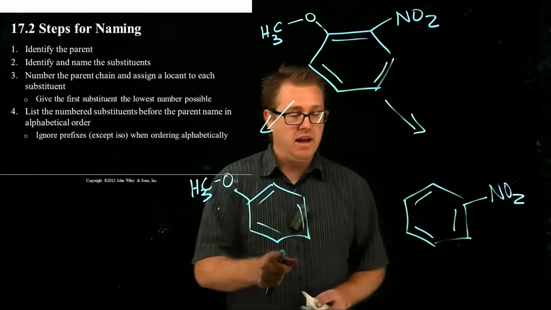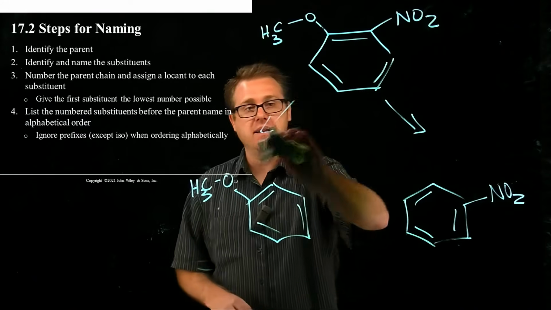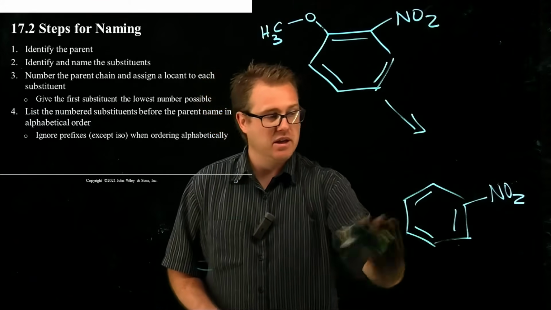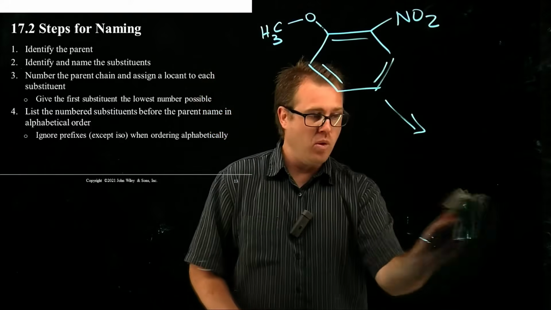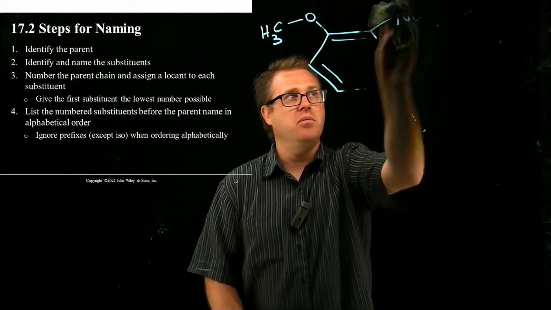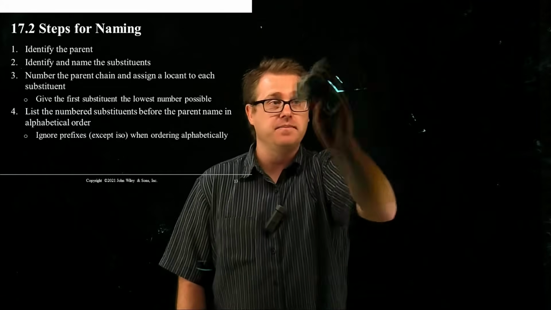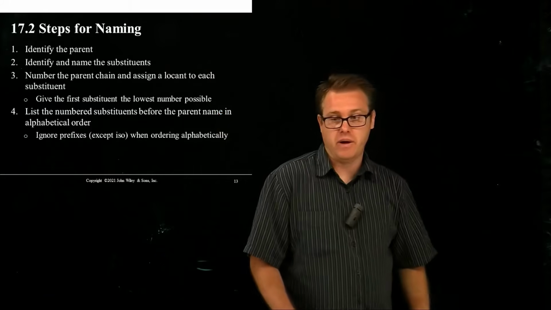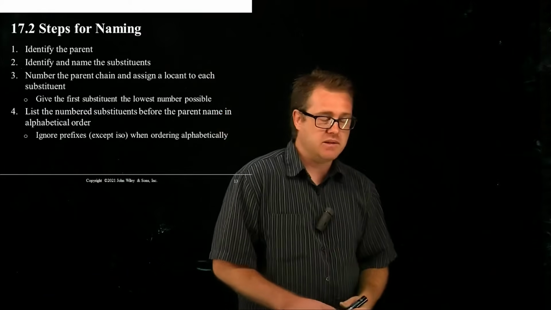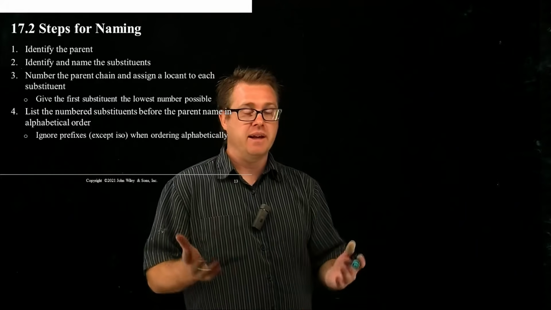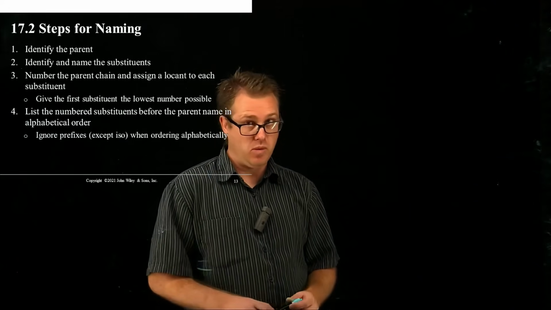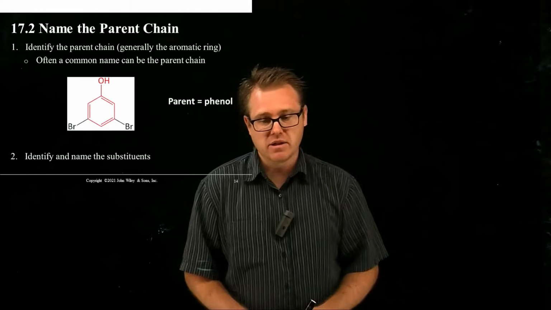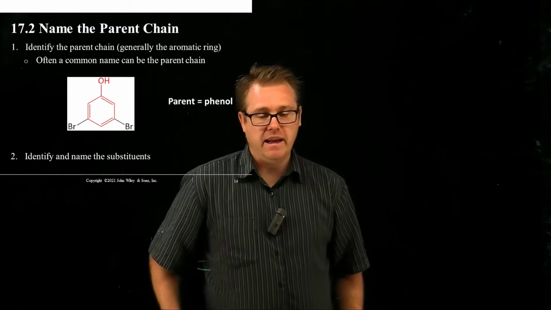The steps for naming here are for when you're looking at benzene derivatives with more than 2 substituents, so typically 3 or more substituents. How do you name benzene derivatives that look like that? That's what these steps in this slide are showing us. It's just easier for me to show you an example instead of reading these bullet points for you. So let's look at an example.